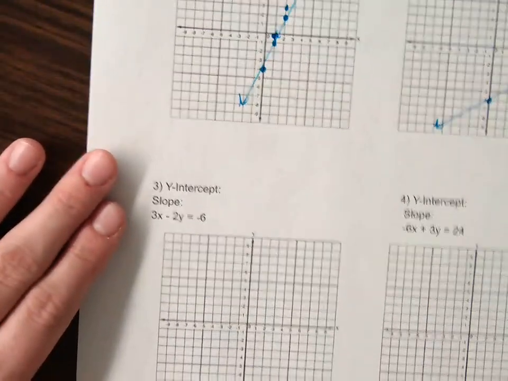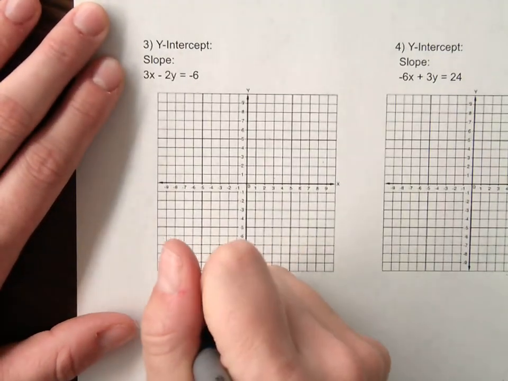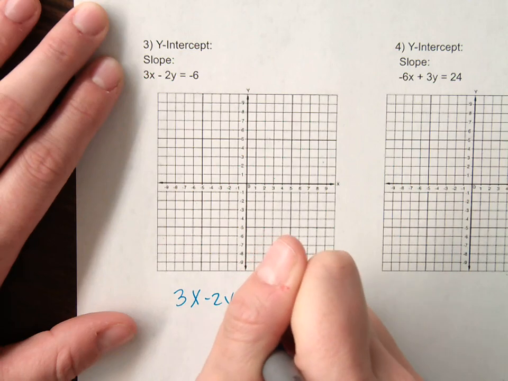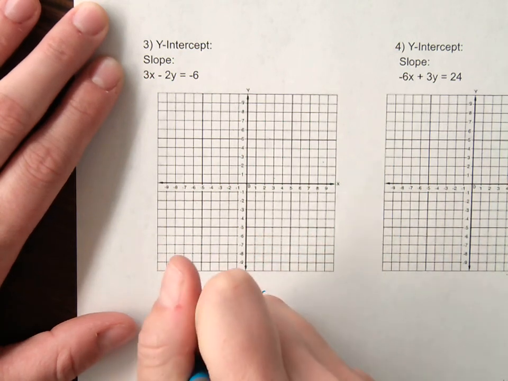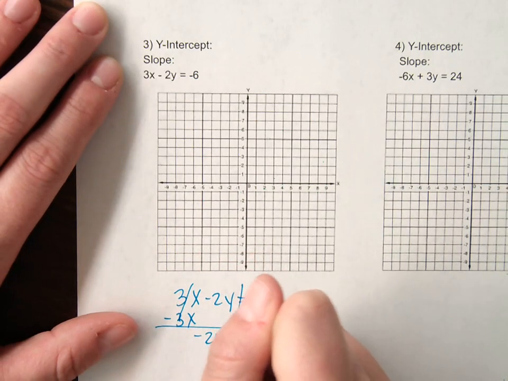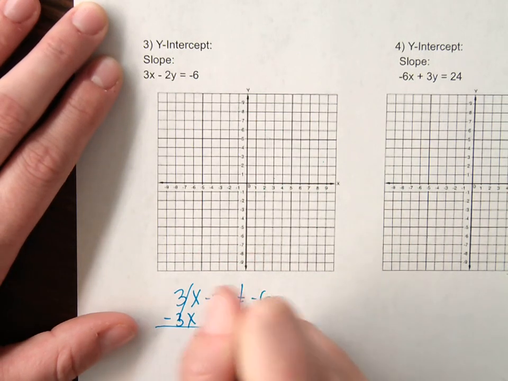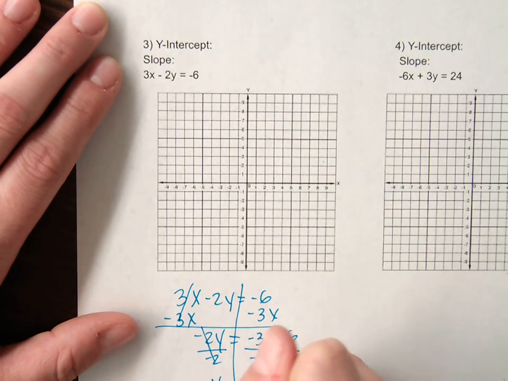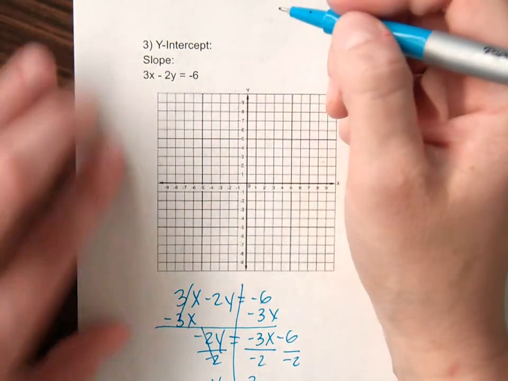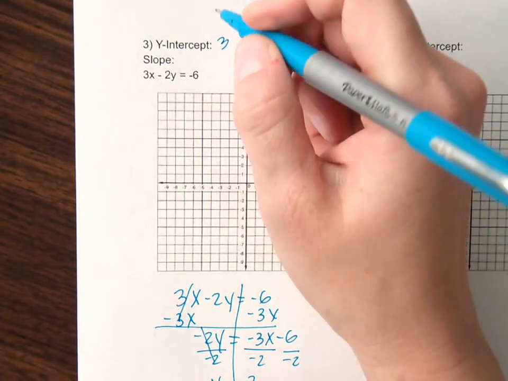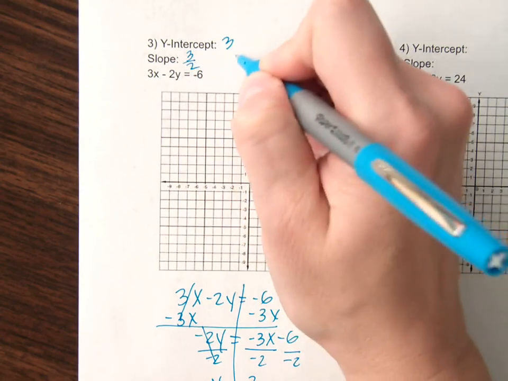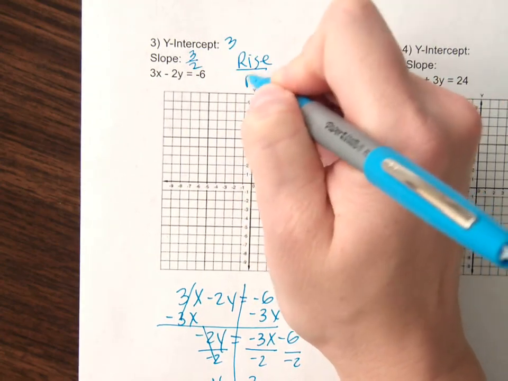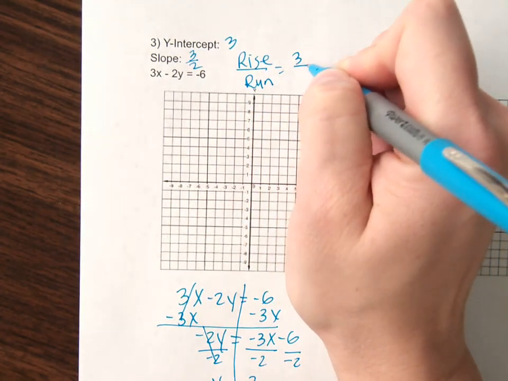Alright, last two are not in slope-intercept form. We have 3x minus 2y equals -6. Subtract 3x from both sides. -2y equals -3x minus 6. Divide everything by -2, and I have y equals 3 over 2x plus 3. My y-intercept is +3. My slope is 3 over 2. Remember, rise over run, which is going to be 3 over 2.